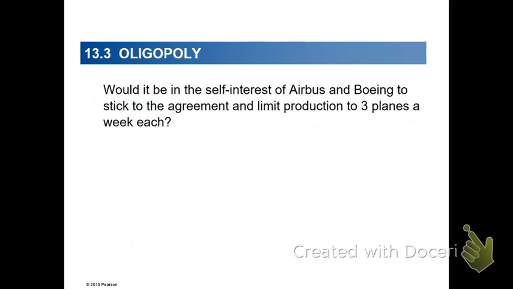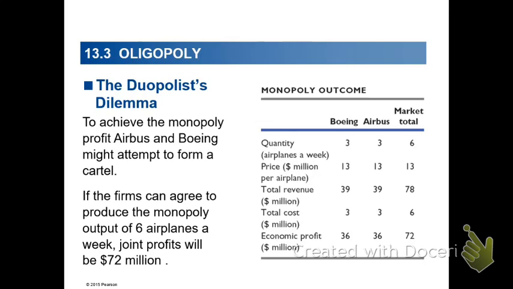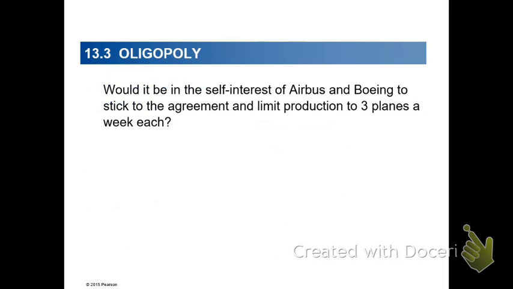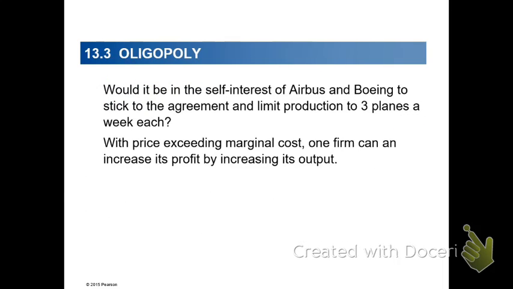What if one of them cheats? Let us look at the numbers one more time and try to figure out why there is a temptation to cheat. Boeing and Airbus are both agreeing to produce 3 units. Both know that if they produce more than their agreed quantity, they can raise their profit because they are the only producers in the market. So there is a natural tension, a natural temptation for both Boeing and Airbus to cheat and produce more than what they agreed to produce.